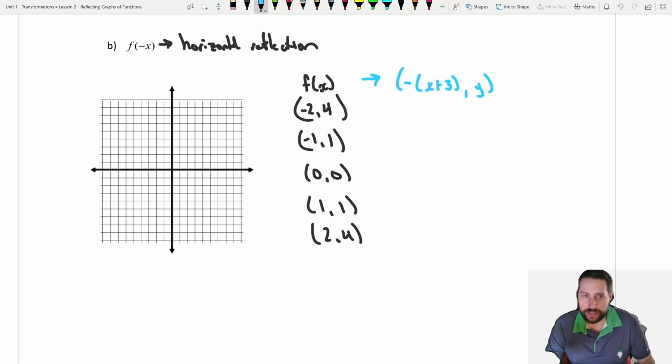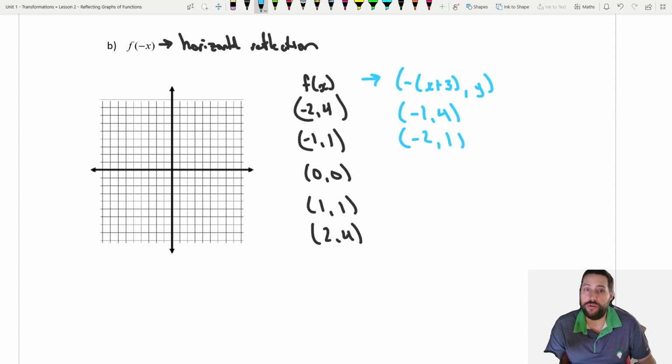Okay, so in this first one, we have -2. We're going to add 3 to it, which brings us to +1, but then we have to multiply it by -1 to do the reflection as well. So it's going to be -1 and 4. Next one we have -1 plus 3, which brings us to 2. Multiply that by -1, so we have -2 and 1.